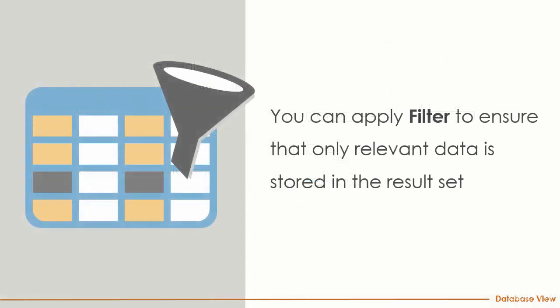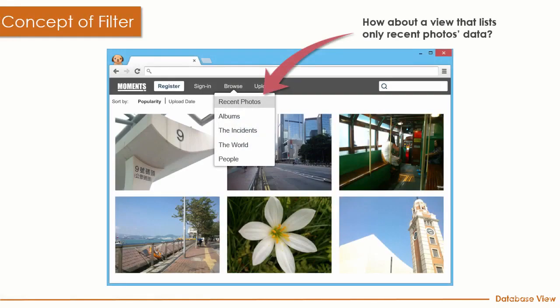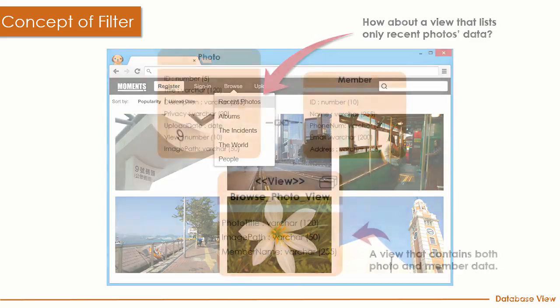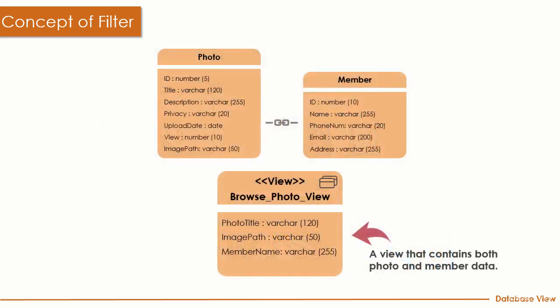And there is one more advanced feature you can use with the view. You can apply a filter to ensure only the relevant data you want is showing up in the view. Let's take another example. Say we want to show the recent photos, which photos we uploaded within the last 5 days. So we base on the browse photo view to enhance it to support recent photos.